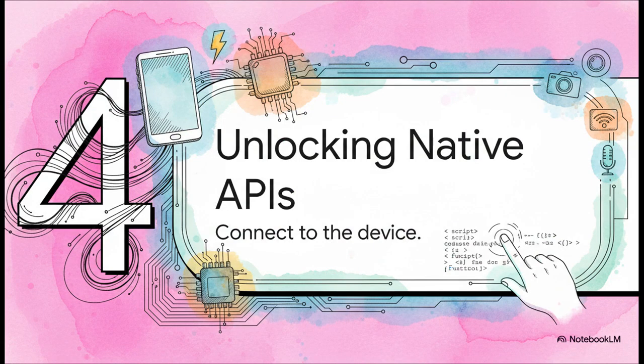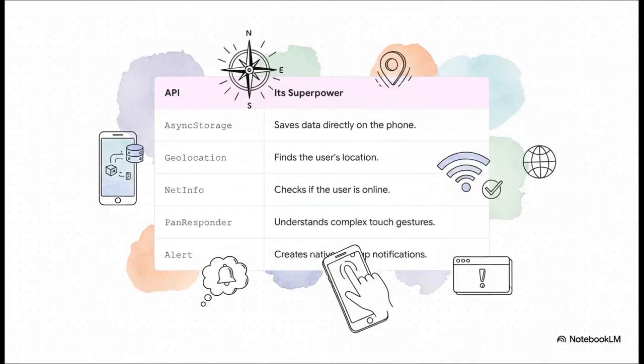Now you might be thinking, hold on, is this just a website stuffed inside an app? That's a super common question. And the answer is a big, fat no. Your JavaScript code gets a direct hotline to the phone's actual hardware and all its native features. I mean, just look at this list. These are basically your JavaScript superpowers. You can use async storage to save data right onto the phone itself. You can tap into geolocation to find the user's location for maps and stuff. NetInfo lets you check if they're online or offline. You can even use Pan Responder to understand really complex finger swipes and pinches. And yeah, you can trigger those real native pop-up alerts. This is not a web page, people. It's a real deal, powerful app.